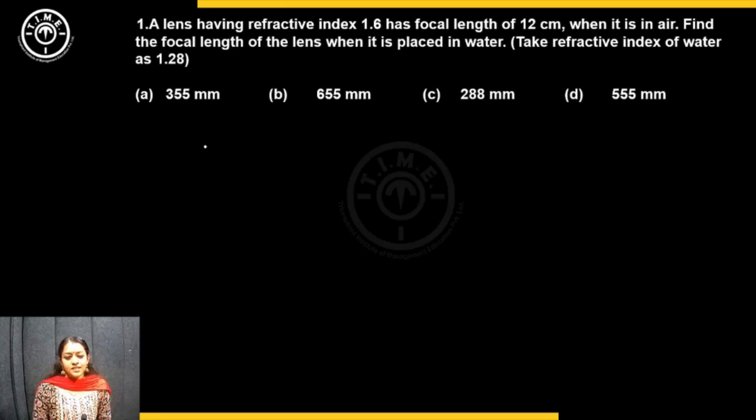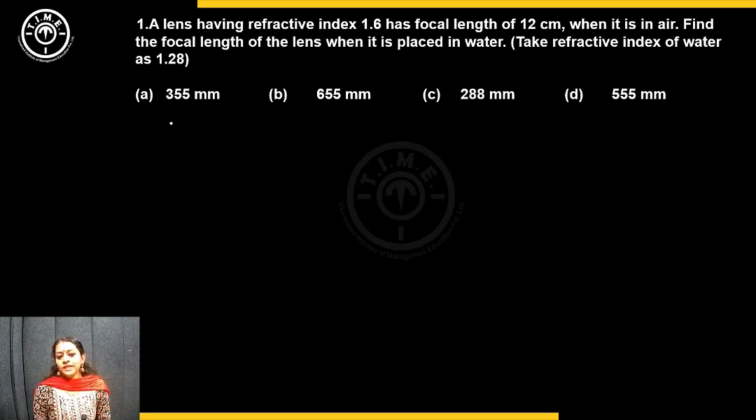Read the first question. A lens having refractive index 1.6 has focal length of 12 cm when it is in air. Find the focal length of the lens when it is placed in water. Take the refractive index of water as 1.28, and we need the answer in the unit millimeter.